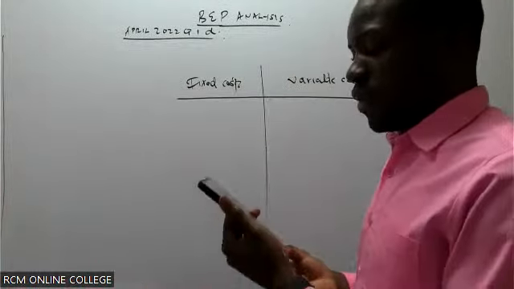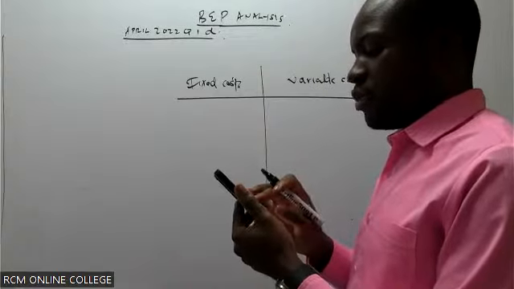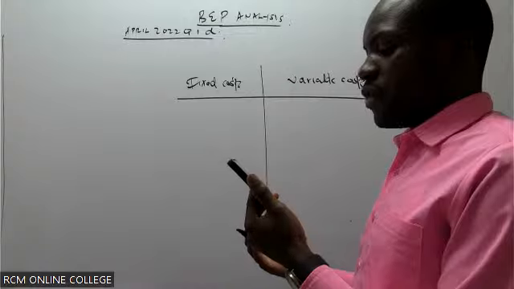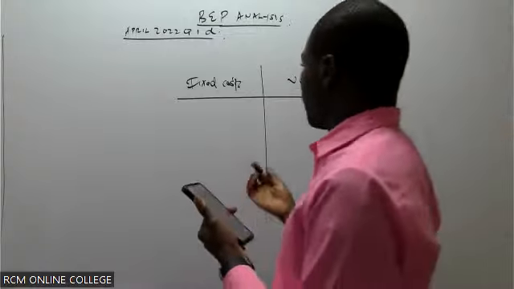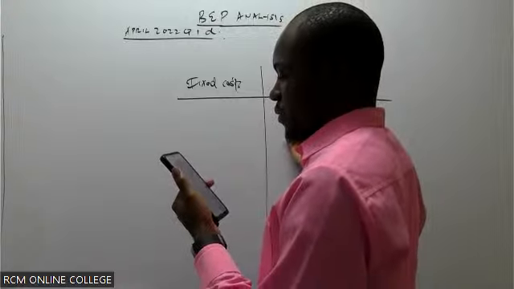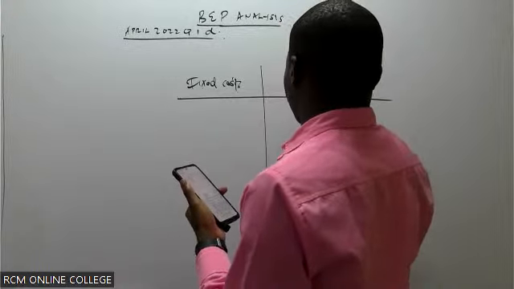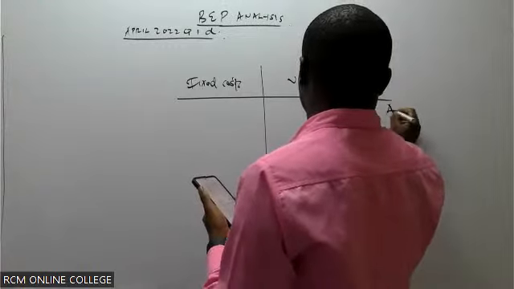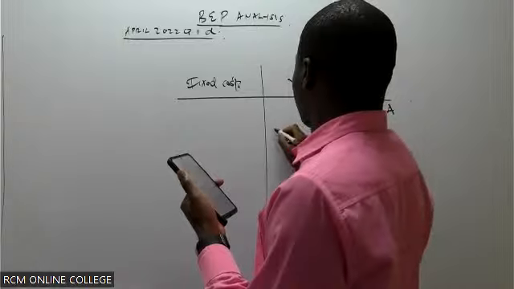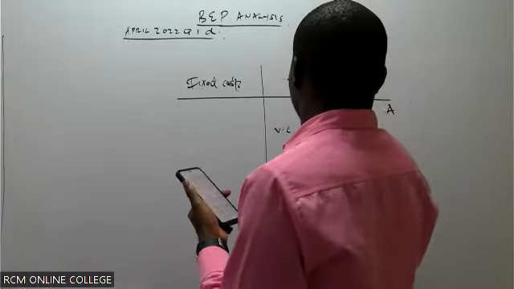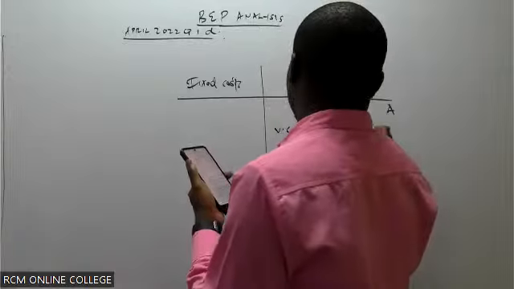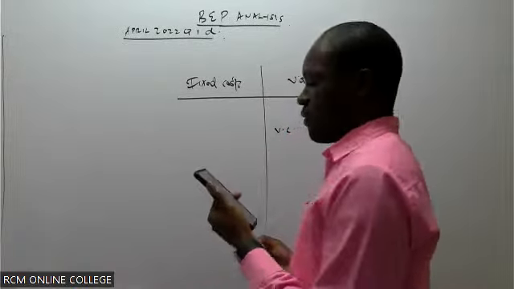So let's see. Within the question, the first thing that we have is the unit selling price. So that one will not change. For unit variable cost, we are given 150 for D. We are given 110 for A.